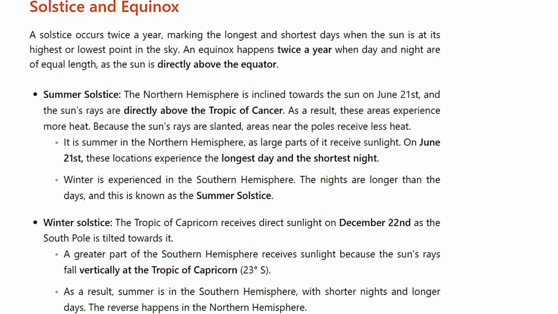Winter solstice. The Tropic of Capricorn receives direct sunlight on December 22nd as the South Pole is tilted towards it. A greater part of the southern hemisphere receives sunlight because the sun rays fall vertically at the Tropic of Capricorn. As a result, it is summer in the southern hemisphere with shorter nights and longer days. The reverse happens in the northern hemisphere.